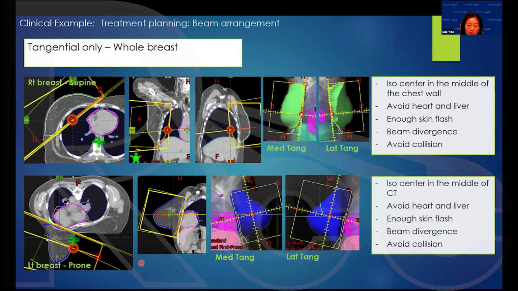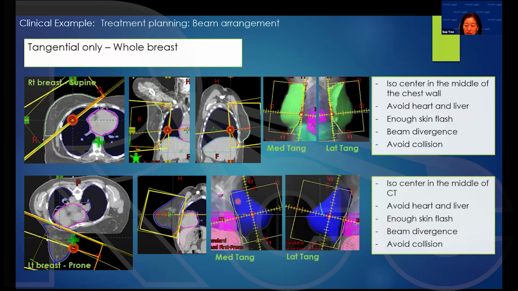Prone position, same concept, medial tangential, lateral tangential, and we include the whole breast. So as you see, this supine breast has the lung portion included, but when you do prone, the lung is hardly ever included. Even for the right side, it's really skipping off. So that is the benefit of the prone position.